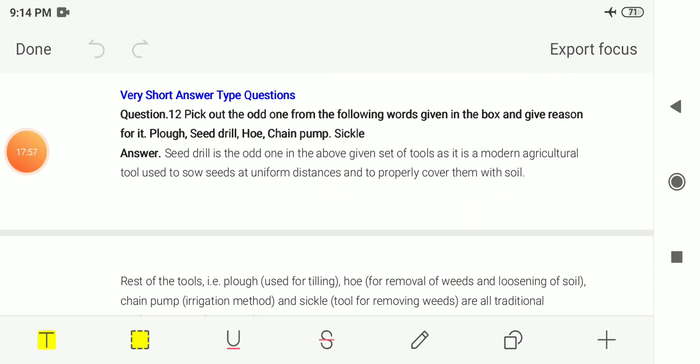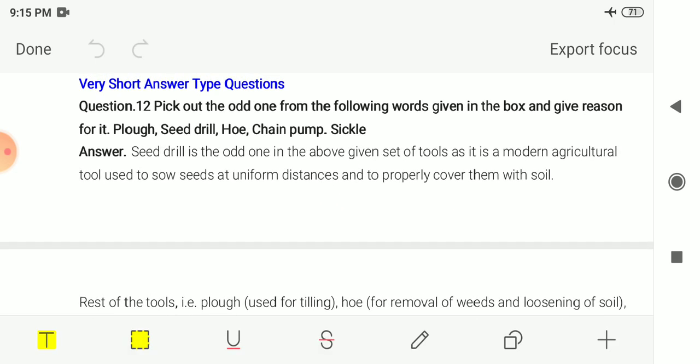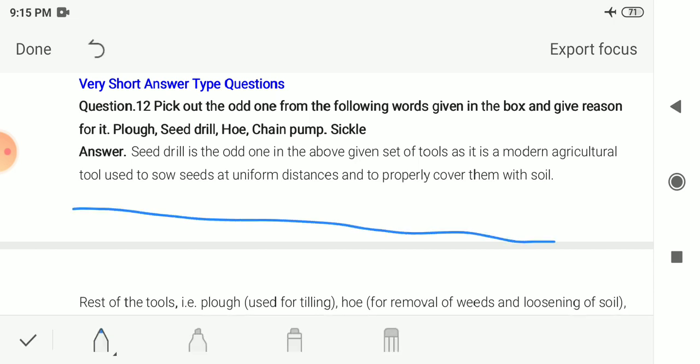So 12 number is, pick out the odd one from the following words given in the box and give reasons for it. The words given to you are plough, seed drill, hoe, chain pump, and sickle. So here your answer is seed drill. Seed drill is the odd one in the above given set of the tools, as it is the modern agricultural tool used to sow the seeds at the uniform distance and to properly cover them with the soil. So seed drill is the odd one out.